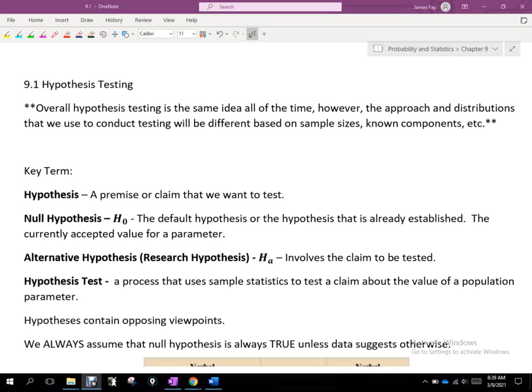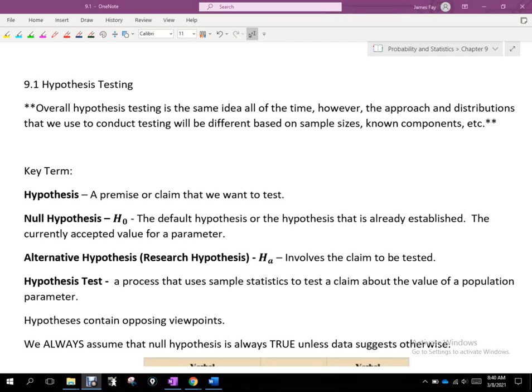The null hypothesis. What's the word null mean? Null and void. So what's that mean? What's null mean? None. Okay, so a null hypothesis, and the notation that we use for this is H with a subscript of 0. That 0 does nothing mathematically. It's all notation. It just refers to what we call the null hypothesis. It's the default hypothesis, or the hypothesis that is already established, which means it's the thing that shows no change.